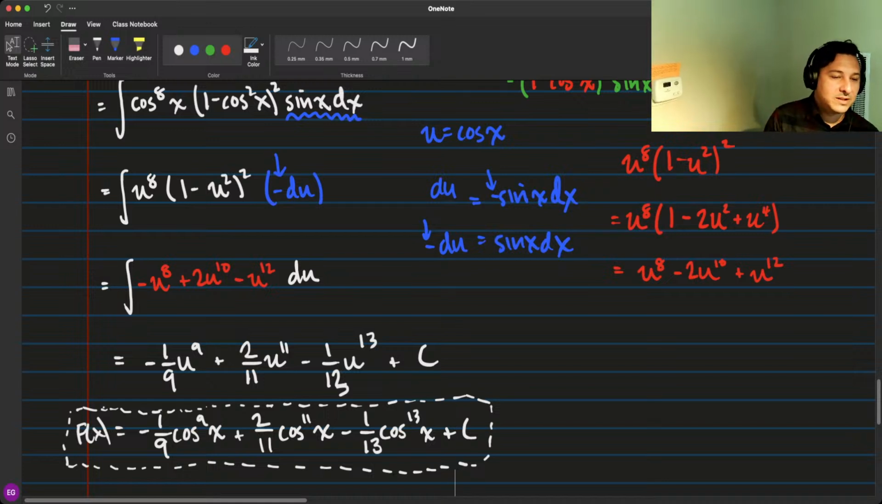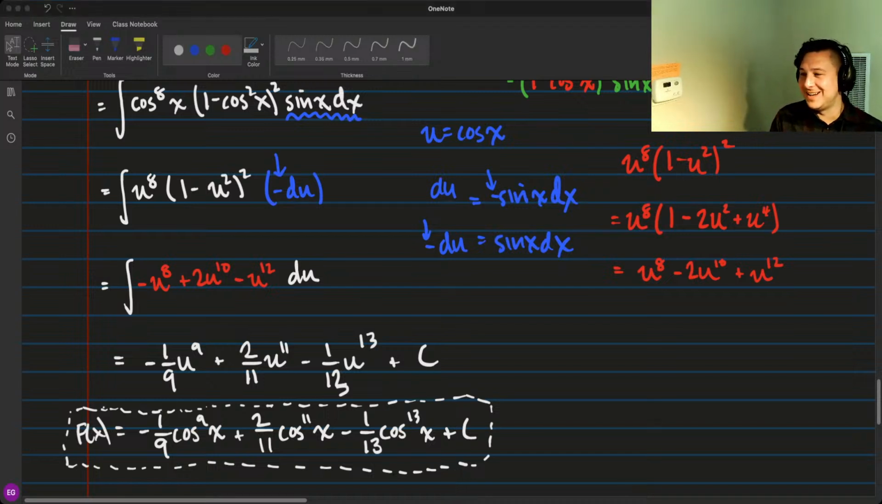How much time do we have left too? What time are we supposed to end? Oh, yeah, there's not enough time to do another example. What do we do when there's not enough time for another example?